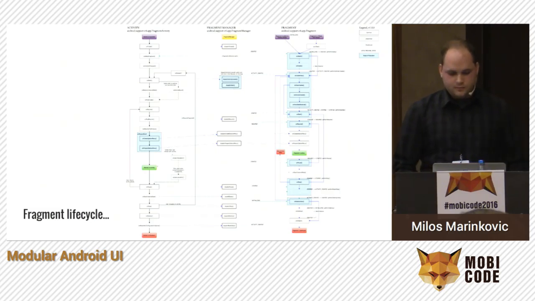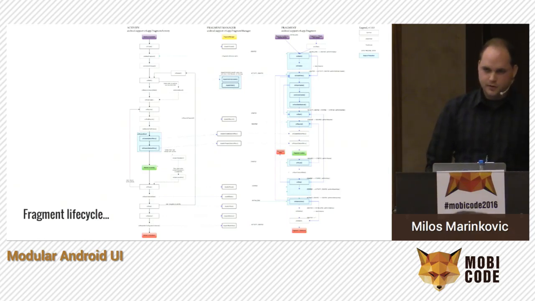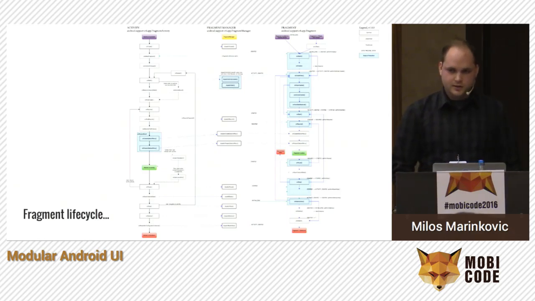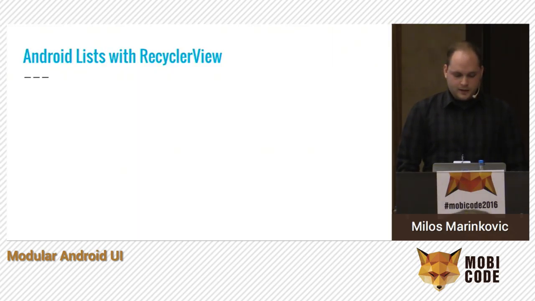So you can probably imagine it was around 6 months to 1 year of active work on this to get it to work as we wanted to. The first problem we solved was the recycler view. We didn't like the pattern Android used for the lists. They somehow managed to merge UI and data into one structure, and they call it the adapter. So we didn't like that.